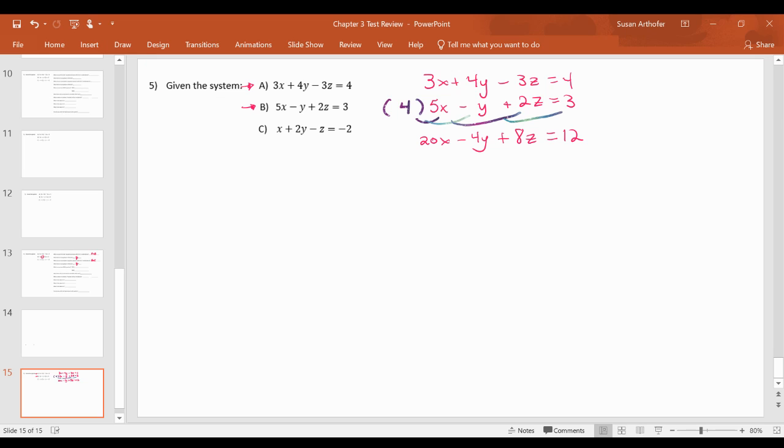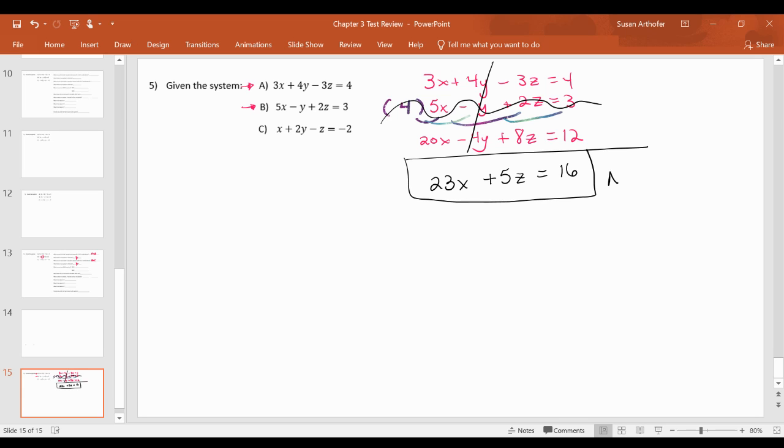I'm going to wave out that middle equation because I'm done with it. Draw a line and go up and down, up and down. So 3x and 20x is 23x. 4y minus 4y canceled. 8z minus 3z is 5z. And 12 plus 4 is 16. And this comprises our first new equation. So we'll need to write that down on the paper. Let me just jot that down really quick.